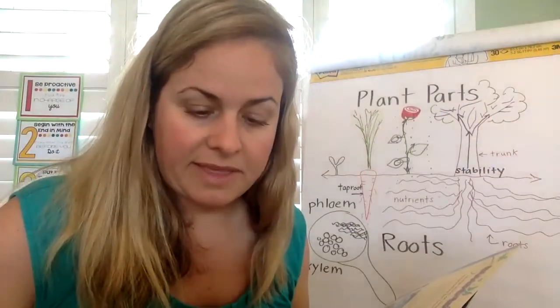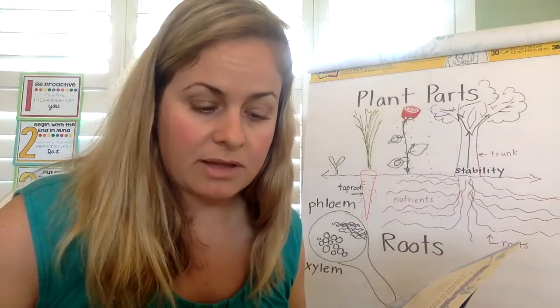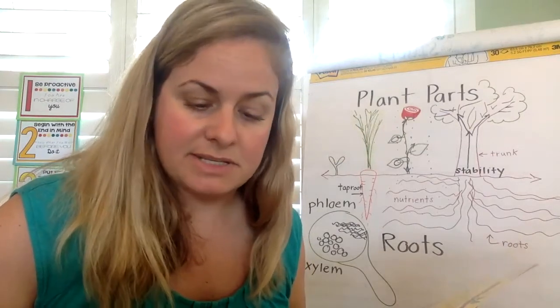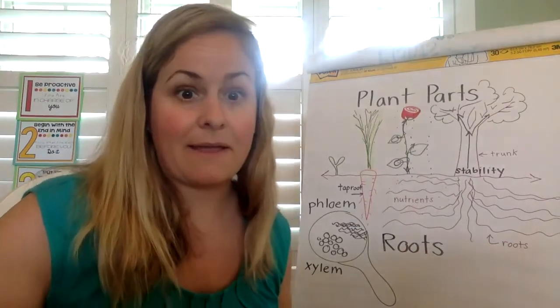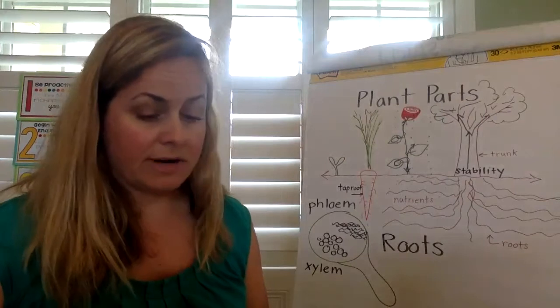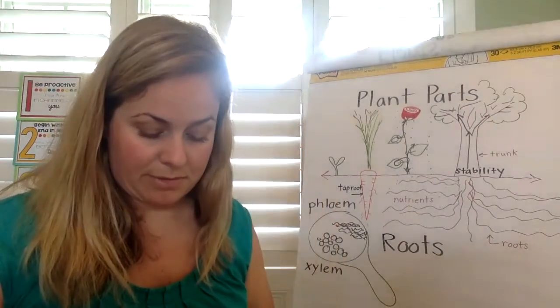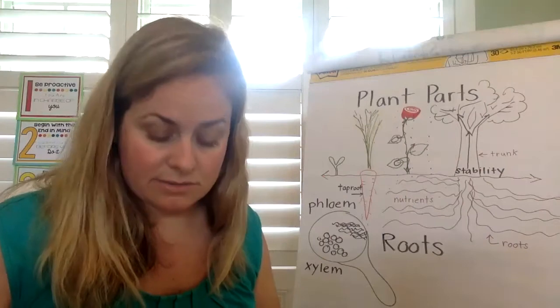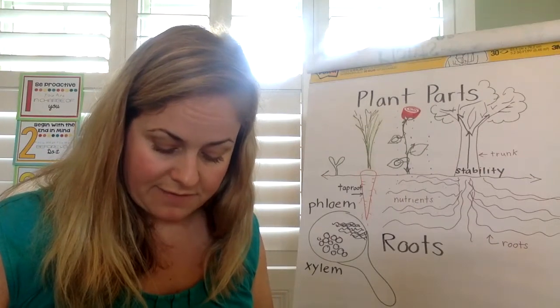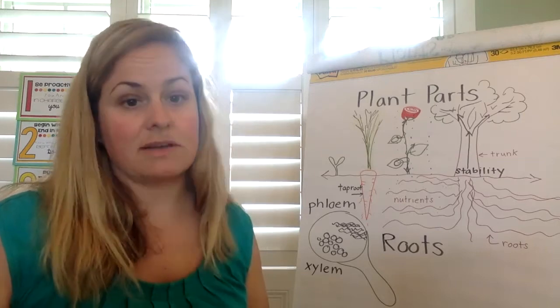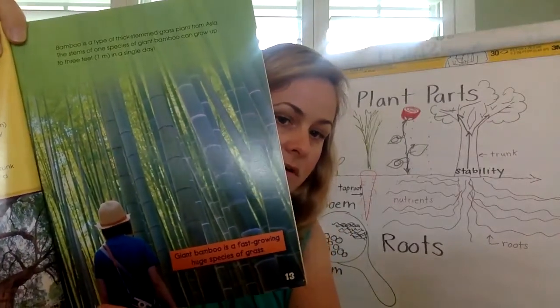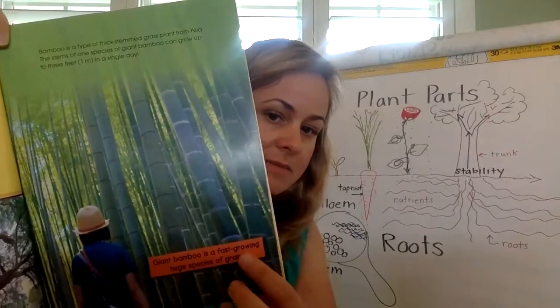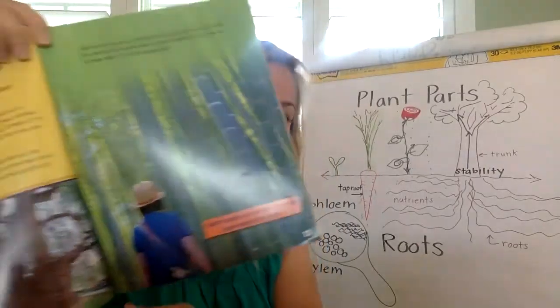Bamboo is a type of thick-stemmed grass plant from Asia. The stem of one species of giant bamboo can grow up to 3 feet in a single day. So we know that bamboo is a grass plant, but the stem of the bamboo can grow 3 feet in a single day. A giant bamboo is a fast-growing, huge species of grass. So here, looking at that photograph, you can see how thick and how tall the giant bamboo is compared to a human, to a person.